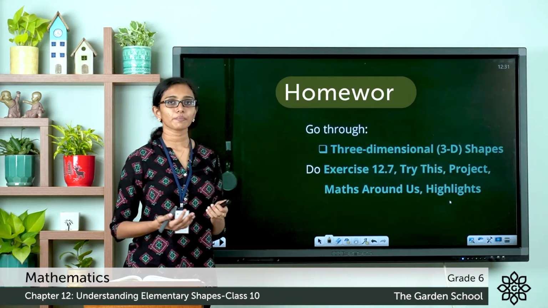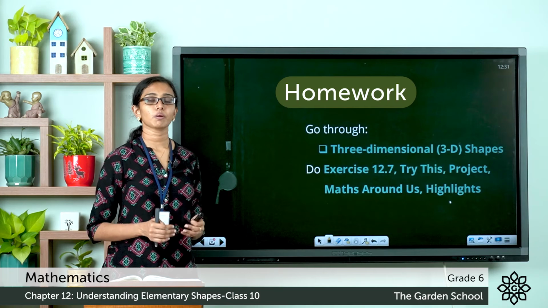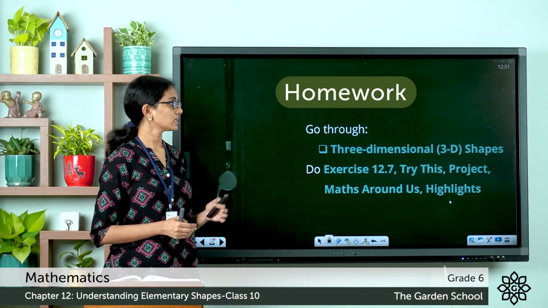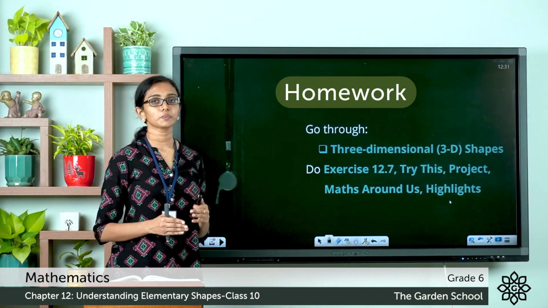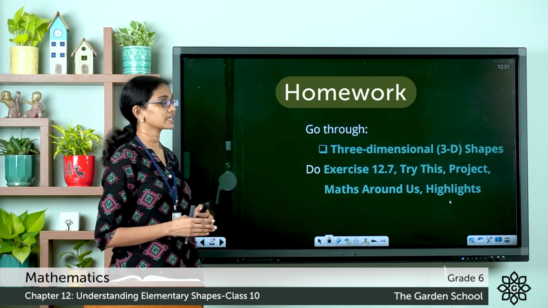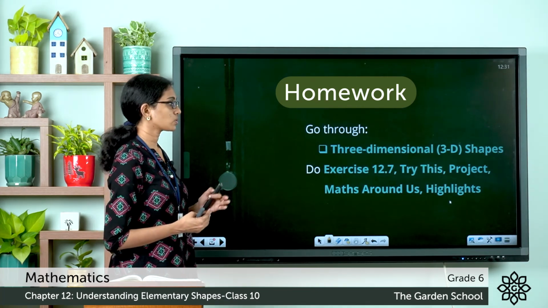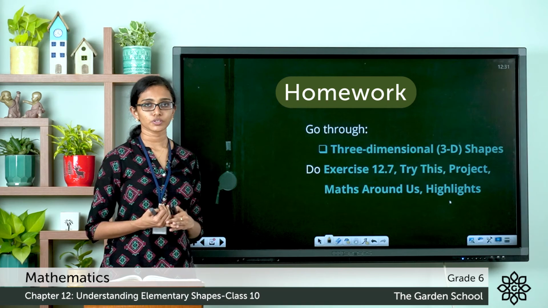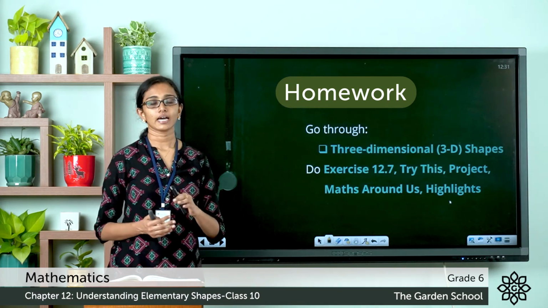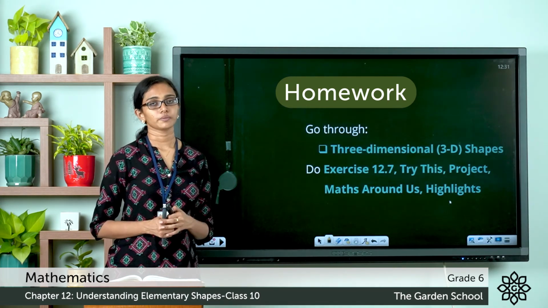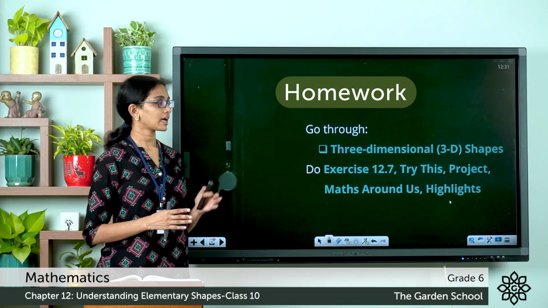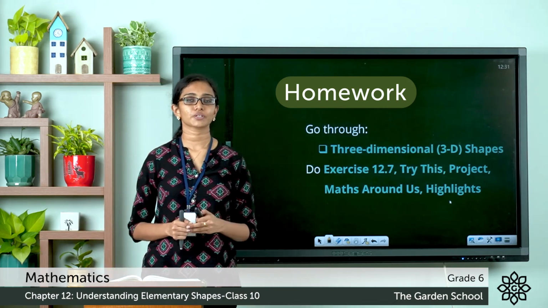You may go through this topic once again. This is given from page number 190 of your textbook. Now, once you have gone through that, you'll be ready to work out the questions from exercise 12.7. You also have to go through the try this exercise, project, maths around us and highlights given in the following pages. So once you are done with the answers of the exercise, please do take a picture and send us through Teams.